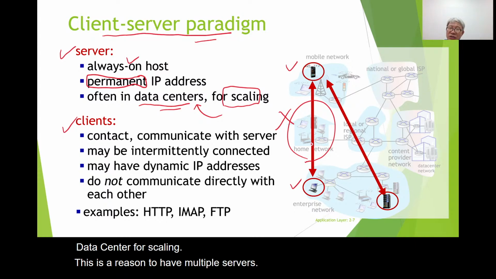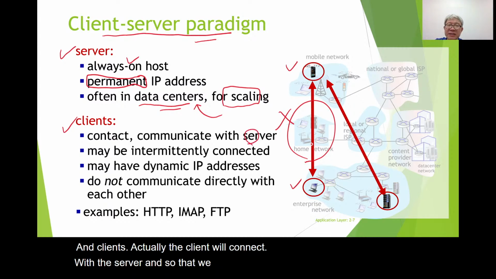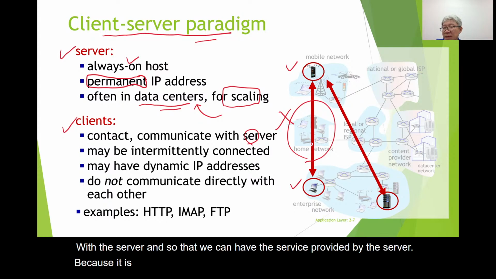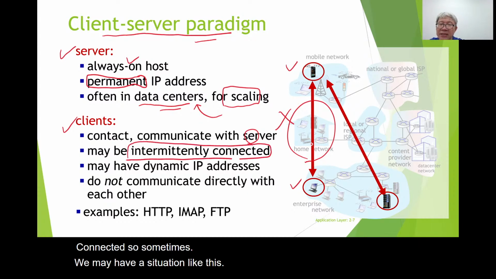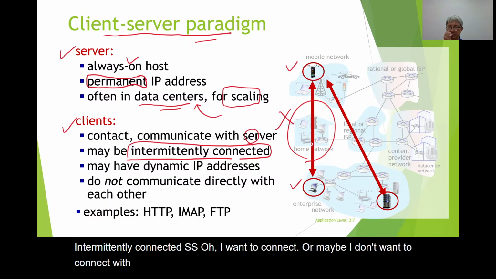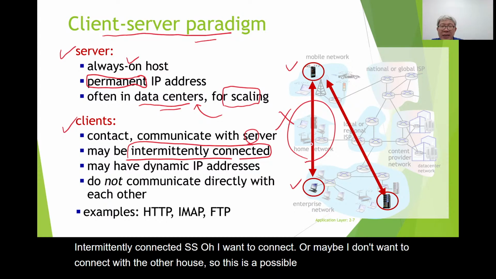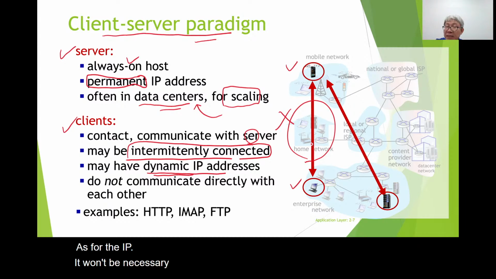And the client will connect with the server so that we can have the service provided by the server. Because it is a client, it doesn't mean the client should always be connected. So sometimes we may have a situation like this: intermittently connected. That says, I want to connect, or maybe I don't want to connect with the other host. This is a possible situation. As for the IP, it won't be necessary to have a permanent IP associated with a client.